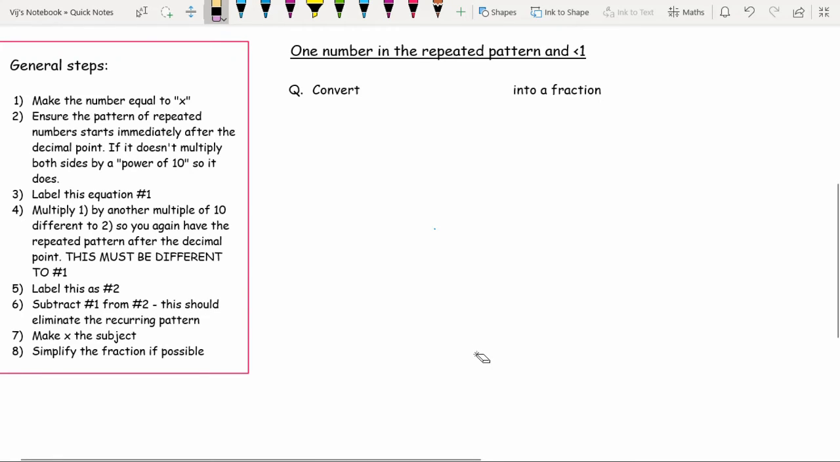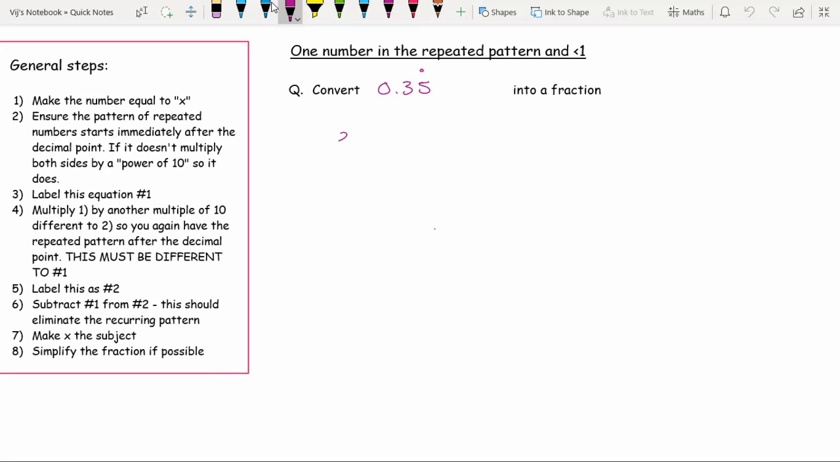Now this leads us on to the more difficult types of recurring decimals, the ones where the repeated pattern doesn't necessarily start after the decimal point. So for example, if we had 0.35, with the 5 being recurring and not the 3. In this particular question, the repeated pattern doesn't start directly after the decimal point. We've got this 3 that we need to sort out first.